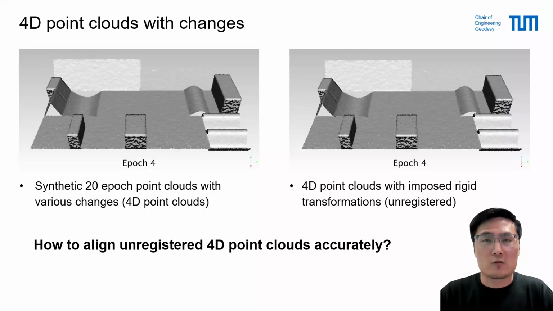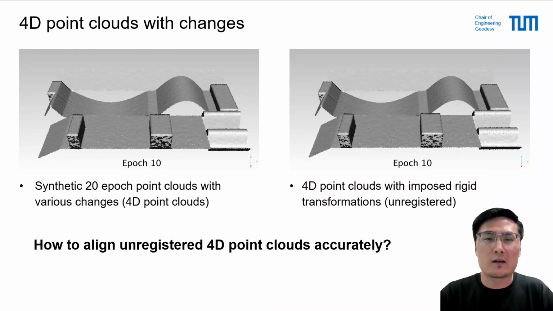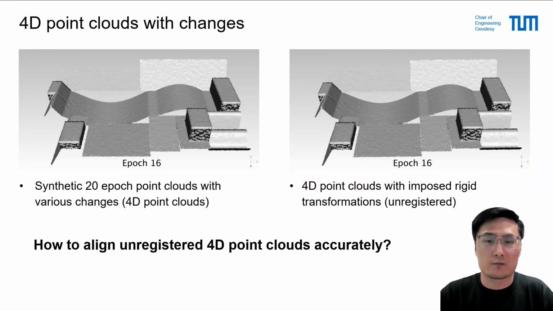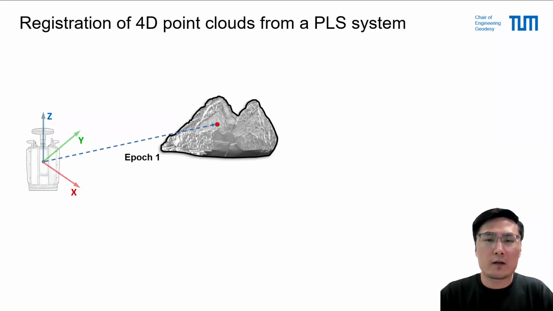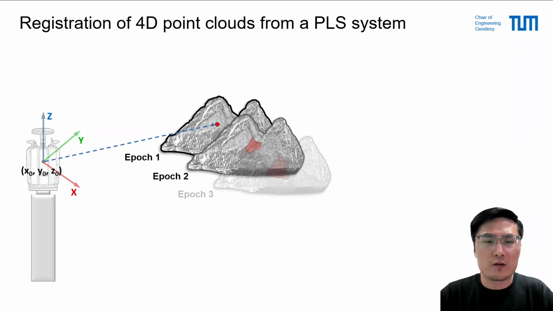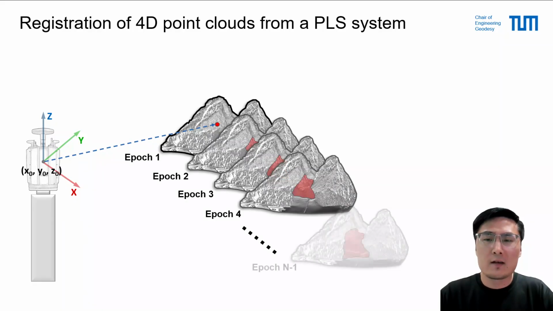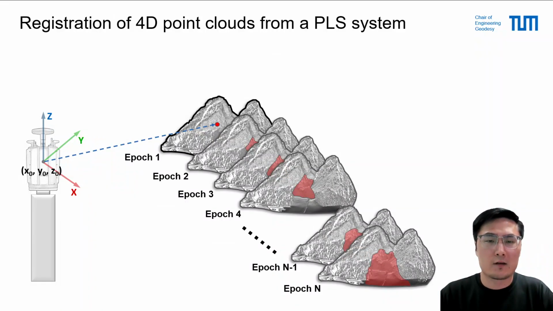So now a question arises: how can we precisely align these unregistered 4D point clouds? In the context of geodetic monitoring, we can capture the surface changes by fixing a laser scanner and scanning an object with a high frequency. This so-called permanent laser scanning system can derive high spatial and temporal resolution data so that we can find the detailed deformation processes on the object surfaces, for example in this landslide. Of course, the prerequisite is a reliable and accurate registration of these point clouds.